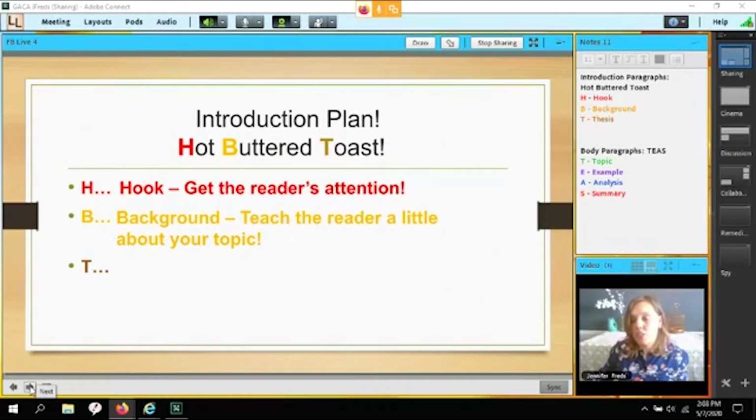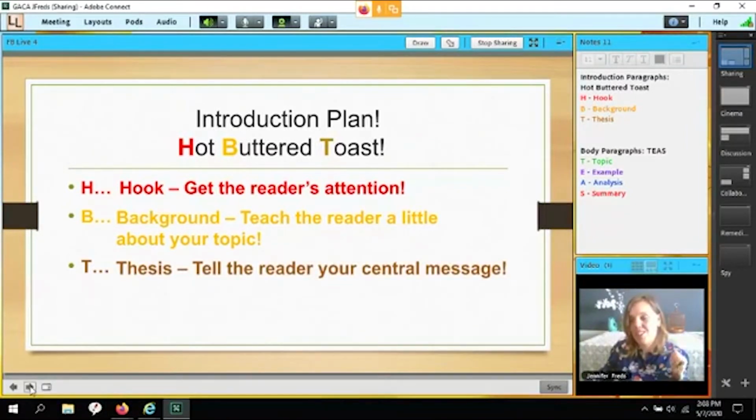And then finally, in your introduction, you want to hit them with your thesis. That is the toast of the introduction paragraph. That is the main event. That is the thing that tells the reader what it is you want them to walk away with, what it is you think they should know or learn, your central message. So again, these three things are not the only pieces of an introduction, but they're the essential pieces of an introduction. So for your introduction paragraph, make sure you always have your HBT, your hot buttered toast, so that you can go on with the rest of your essay having a well-prepared introduction.